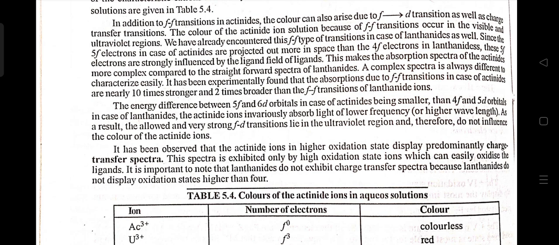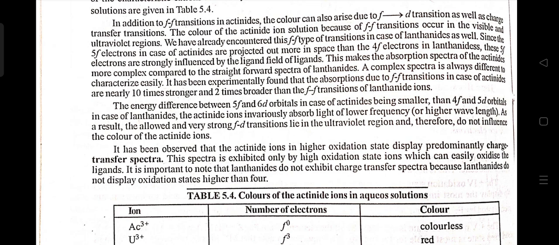It has been experimentally found that the absorptions due to f-f transition in the case of actinides are nearly 10 times stronger and 2 times broader than the f-f transition of the lanthanide ions. The energy difference between the 5f and 6d orbitals in actinides being smaller than between 4f and 5d orbitals in lanthanides, the actinide ions invariably absorb light of lower frequency. As a result, the allowed and very strong f-d transitions lie in the UV region and therefore do not influence the color of actinide ions.